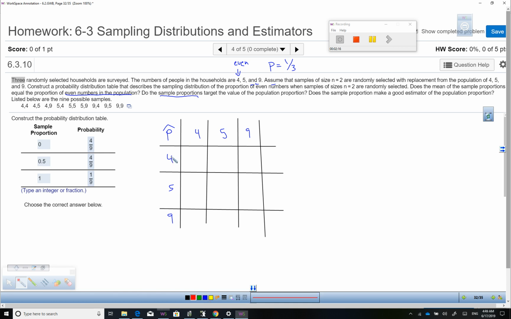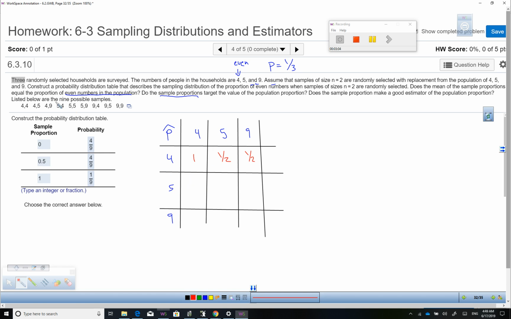For this group 4, 4, what is the proportion of even numbers? We have 4, 4, so the proportion is 1 because you have 2 out of 2. I mean, 2 numbers are even out of 2, right? So that is 1. On the next group, 4, 5, this is even, this is odd. So this is 1 out of 2, 1 half, or the same as 0.5. For this group, 4, 9, only 1 is an even number. You have 1 out of 2. So that'll be 1 half again.